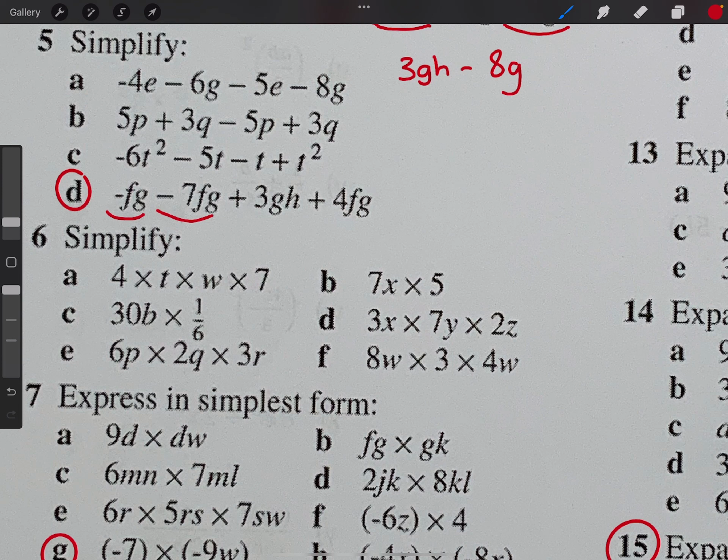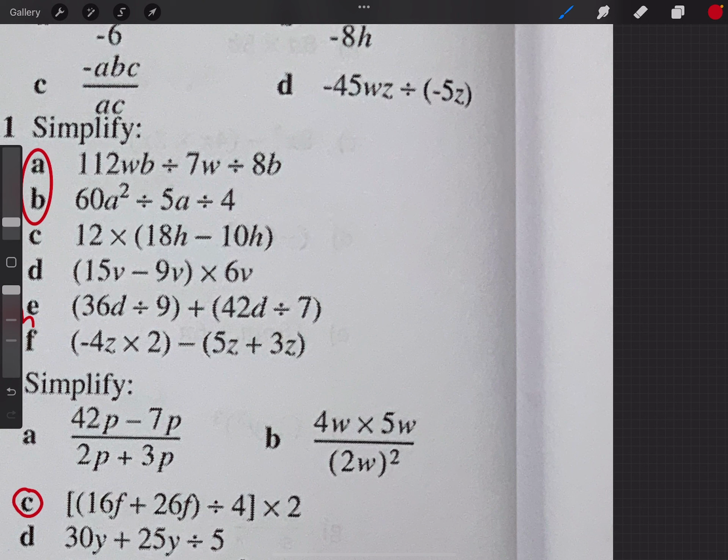Alright, next one, you have question 11. Question 11A. Alright, let's have a look here. So I want to do 112WB divided by 7W, and then alright, let's do this first. What we're going to do is cross out the W. 112 divided by 7. Can I divide 112 by 7?